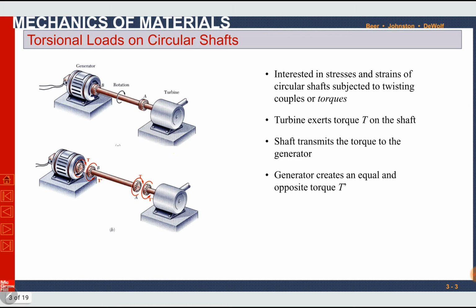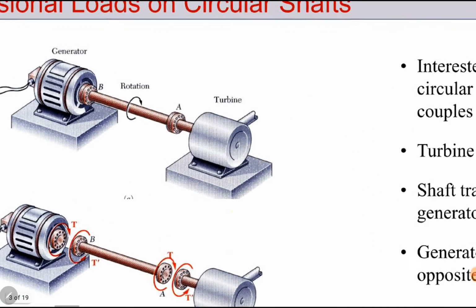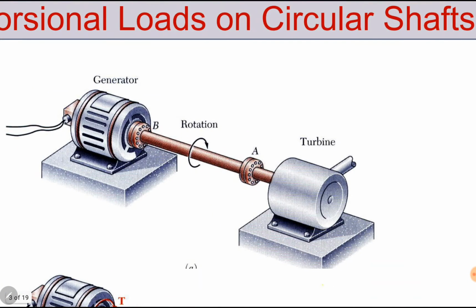So before that, we will discuss how and where torsion or torque is applied. There are some examples. For example, you can see an arrangement on your screen. There is a generator connected to a turbine. Whenever the turbine blades are rotating, they apply torque on a shaft attached to it, and the shaft transmits that torque to the generator.